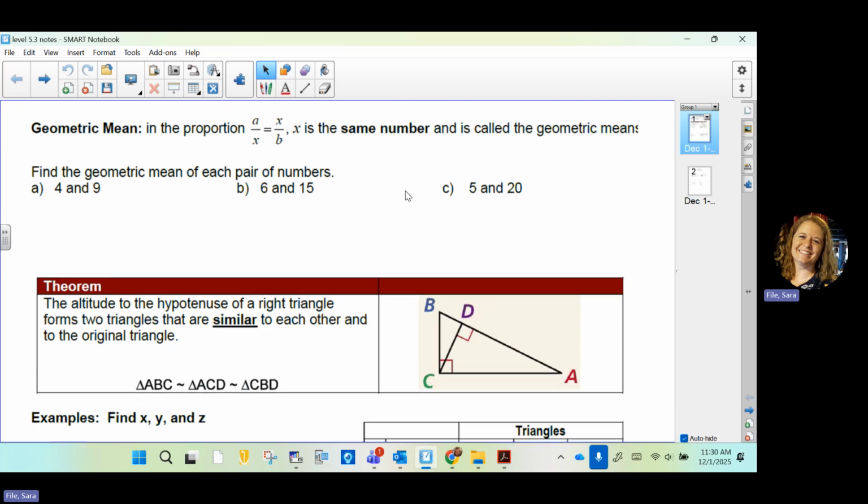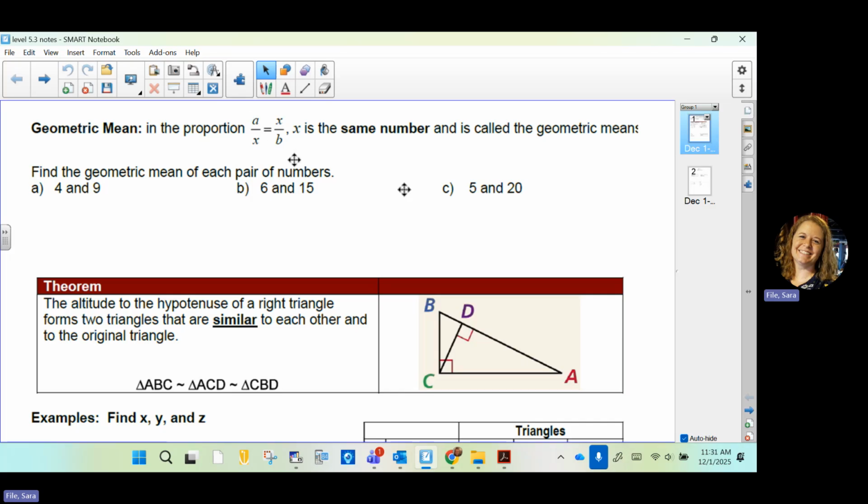But what geometric mean is, is a value. If you have in the proportion, A is to X as X is to B. Remember, a proportion is setting two ratios equal. So if you have a proportion where the denominator of one side is the numerator of the other, then those values are the same. That X is the geometric mean of A and B, of these other two values.